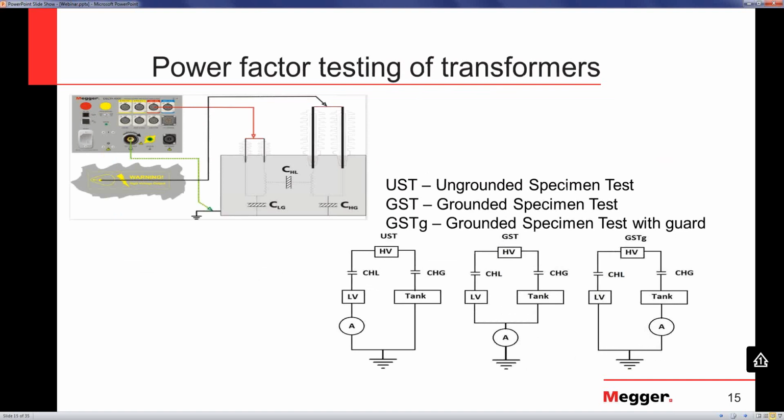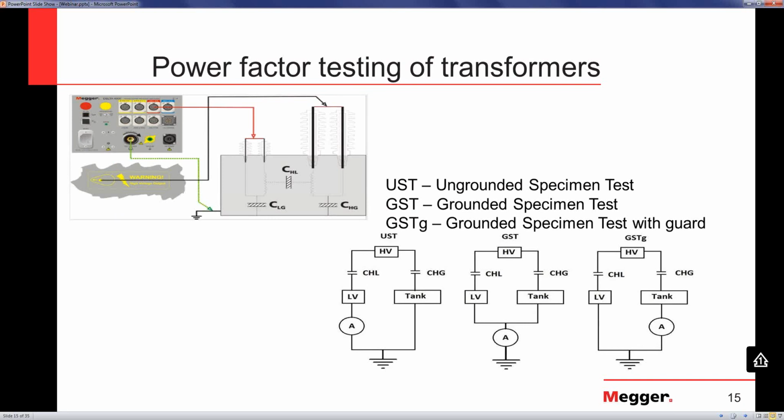When you do this test on a 2-winding transformer, you measure 3 capacitances. You measure the high to low capacitance, which is the interwinding capacitance, and you measure the high to ground capacitance and low to ground capacitance.